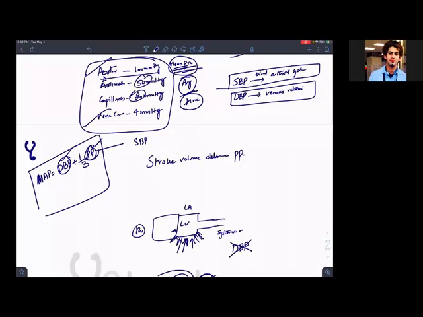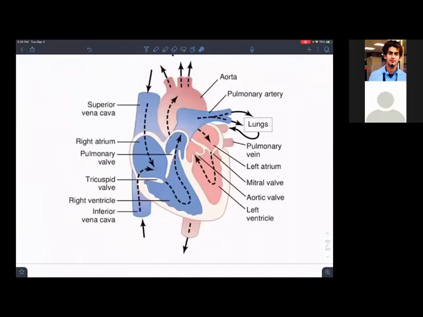Now, after understanding all this, I want to take your concept towards something about the heart structure. The normal positioning of the heart I will be teaching you in anatomy. But here I want to give the physiological concept. What is happening physiologically?